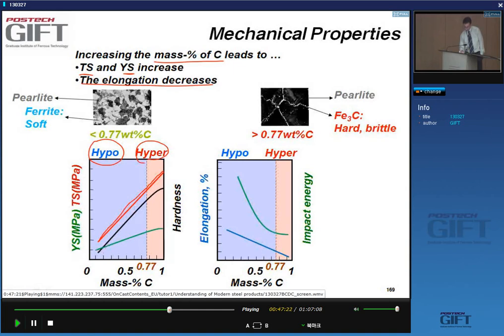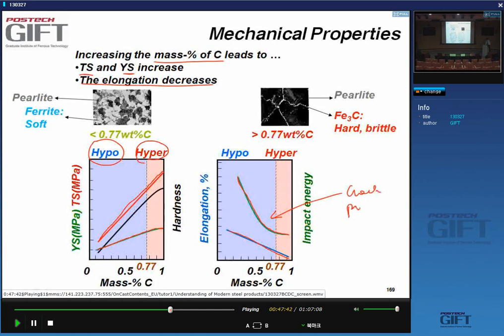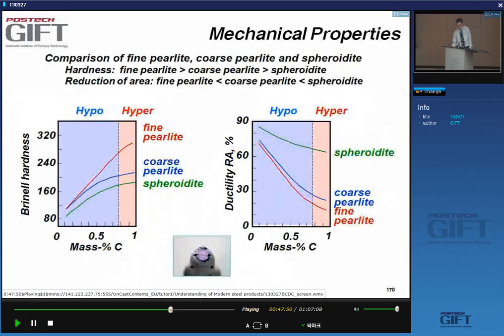However, the yield strength doesn't change very much. But what is important is as we do this, the elongation decreases linearly, and the impact toughness decreases. The material becomes very susceptible to crack propagation. So it's not very resistant to crack propagation.